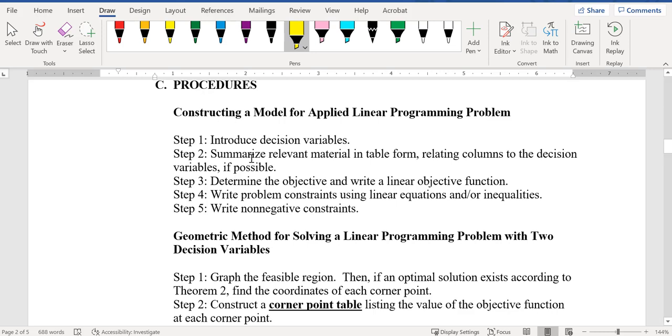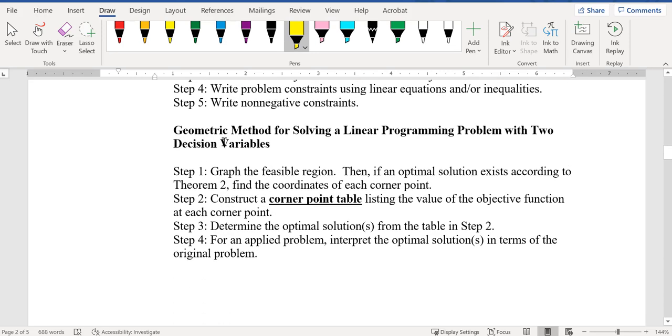All right. How do you use the geometric method for solving a linear programming problem with 2 decision variables? Once you set your problem up, the next step is to graph the feasible region.